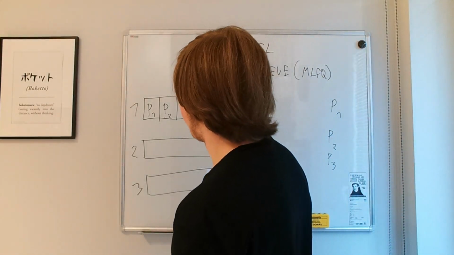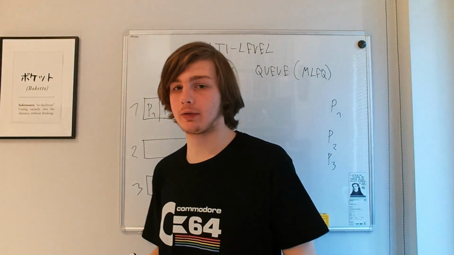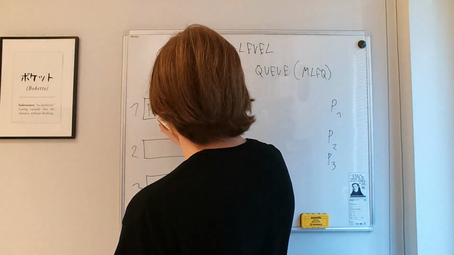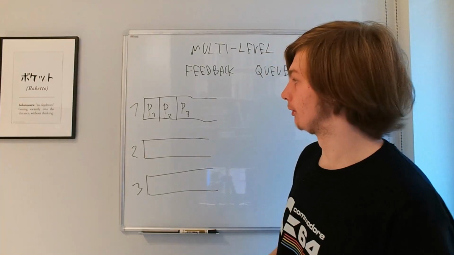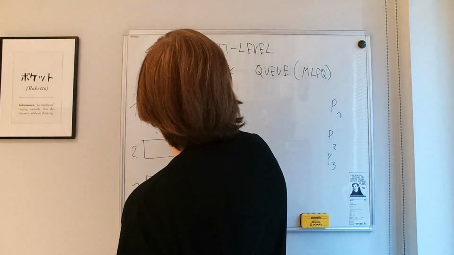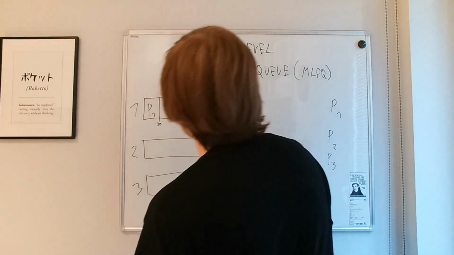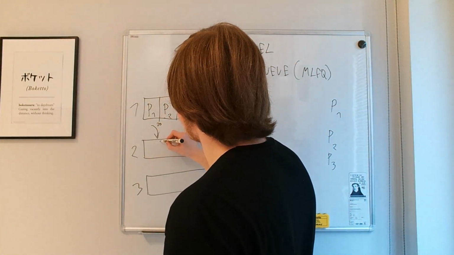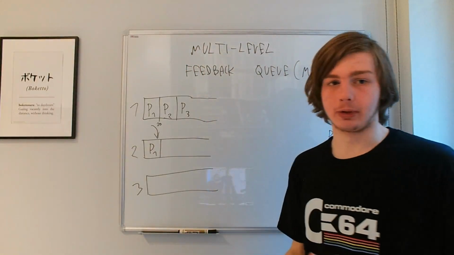So I have P1, P2, and P3, which were given to me in this order. What I'm going to start doing is executing P1. Let's assume the quantum of time after which I perform preemption is 20 nanoseconds or something like that. So I do this for 20 nanoseconds, and this process is going to move to a queue of lower priority.